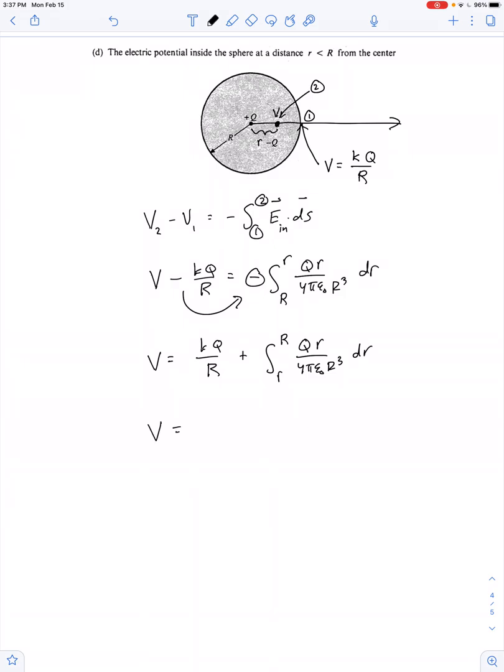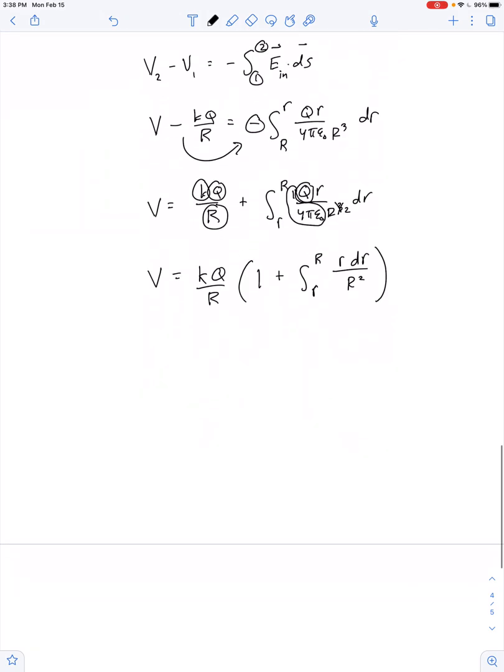So V equals, we see that 1 over 4 pi epsilon naught is the same thing as K. So I have that in both terms, so we'll factor that out. In fact, we can also factor out the Q. Well, we can even factor out one of these R's, right? And change this to an R squared. So we can say it's KQ over R times the quantity 1 plus the integral from lowercase r to capital R of r dr over R squared. Saying a lot of R. I feel like a pirate.